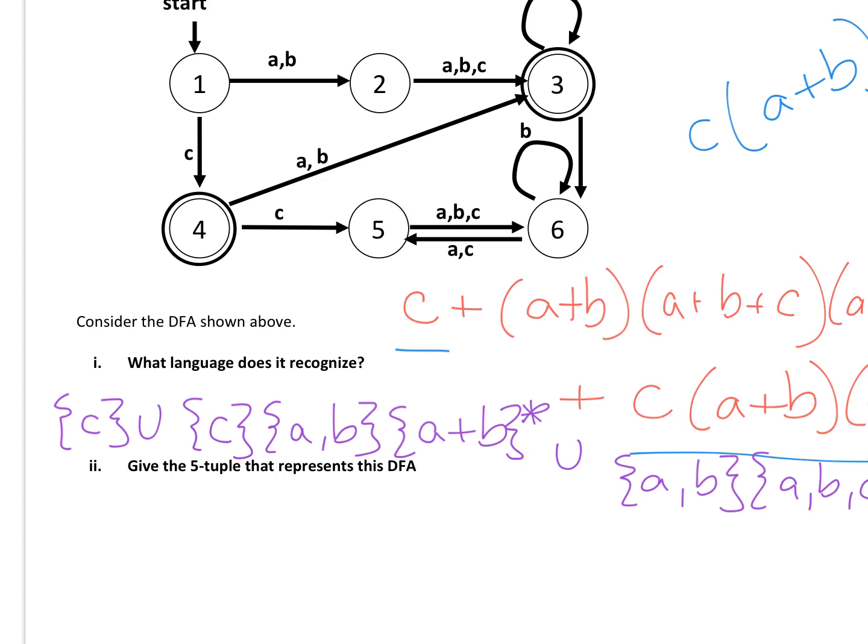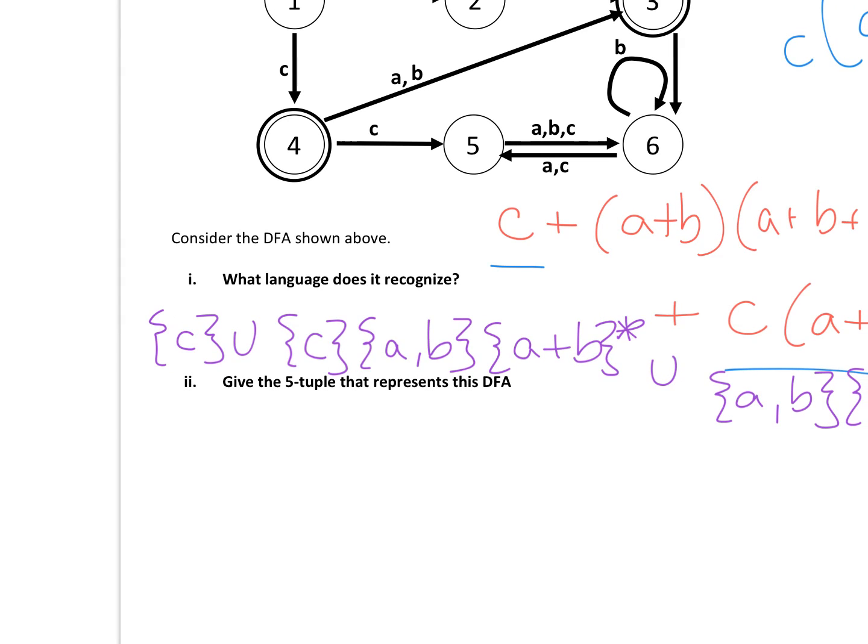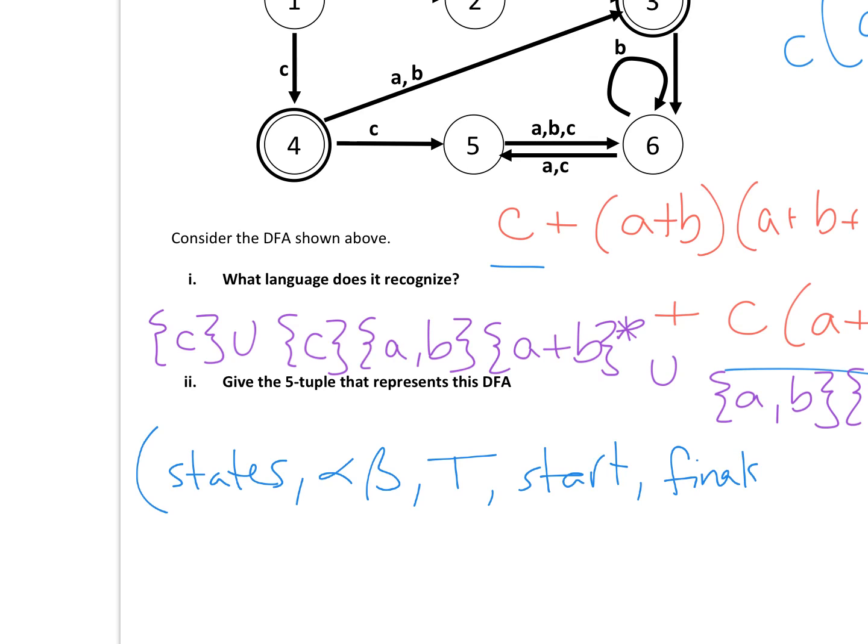And then the second part of this problem asks to give the 5-tuple that represents this DFA. And as you, of course, remember, the 5-tuple contains, let's see, what's in the 5-tuple? It's a tuple, so we have round brackets. It starts out with the set that has what my states are. Then it gives me my alphabet. It gives me my transition table. Tells me what's my start state and what are my final or accept states, which is a set.